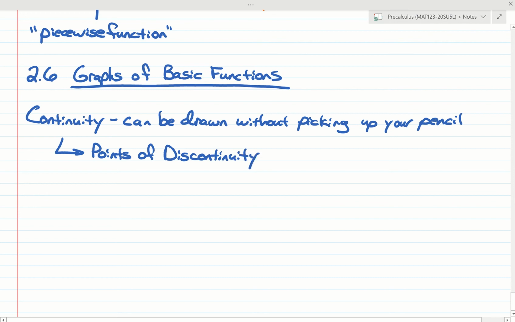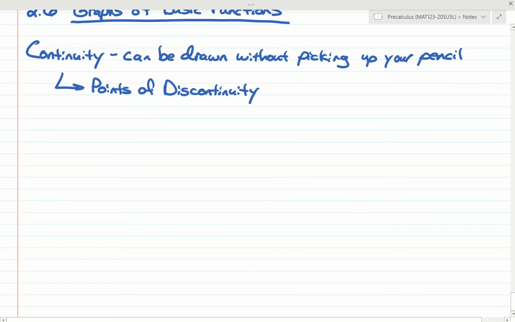Now, if continuity means you could draw the whole thing without picking up your pencil, that means that there's two instances where you have to pick up your pencil. One is if there's a point discontinuity, and one is if there is a jump discontinuity. So let me show you what these look like.